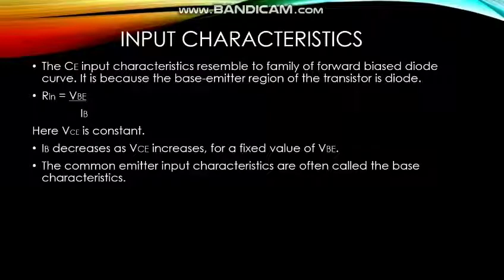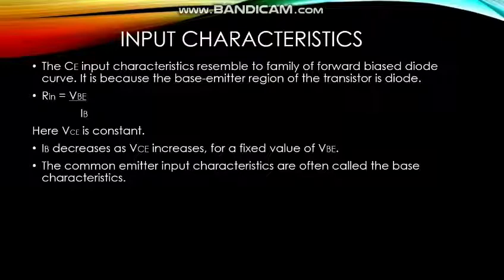For now, just note down the points if you need to. So here, input resistance is equal to the change in input voltage, that is change in VBE, base emitter voltage, divided by input current, that is base current. Here VCE is constant, that is, output voltage VCE is kept constant.